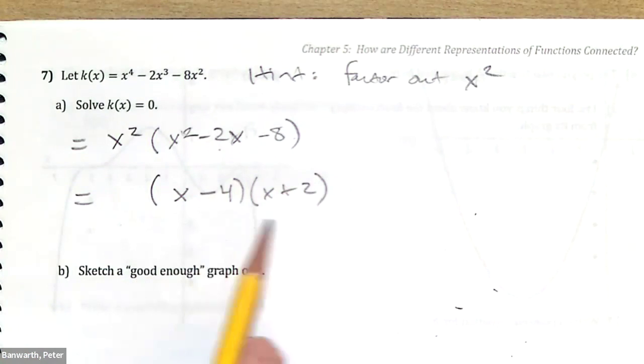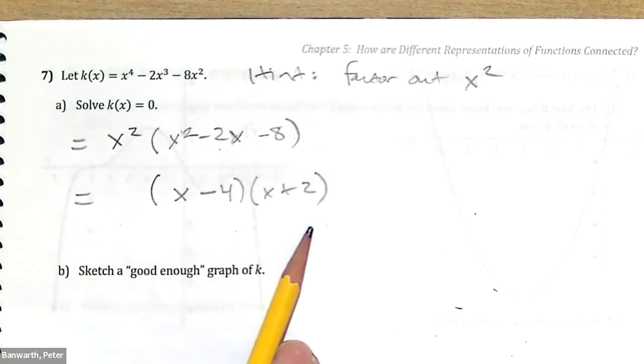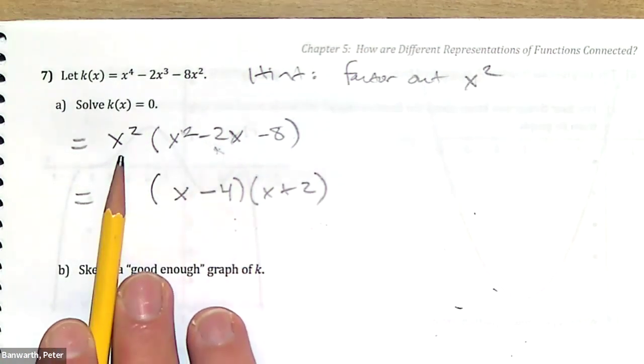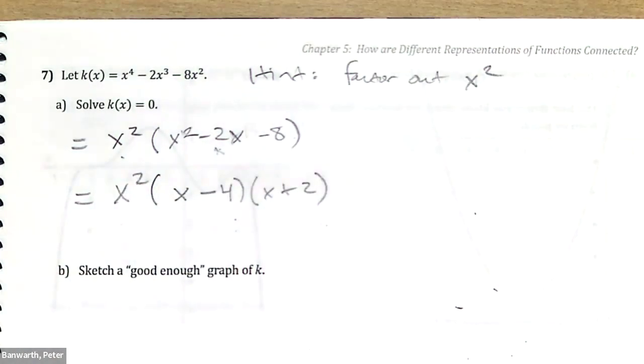Is this correct? Did I factor correctly? It's not correct. Because this function is not the same as that function, because I forgot the x squared. That's the first issue. Factoring out an x and then forgetting to keep it in there. Now those are the same.